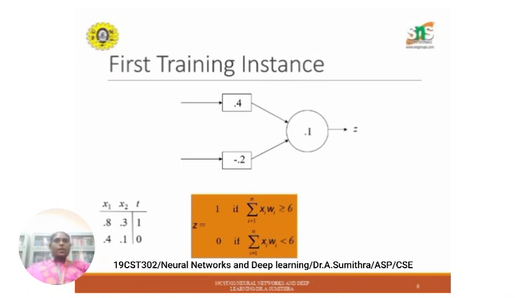The perceptron learning process involves adjusting its weights based on the error in its prediction. In the supervised learning setting, where the perceptron is trained on a labelled dataset, the algorithm aims to minimize the difference between the predicted output and the actual output for each training example. The learning rule for updating the weights can be expressed as: new weight is equal to old weight plus learning rate into error into input.